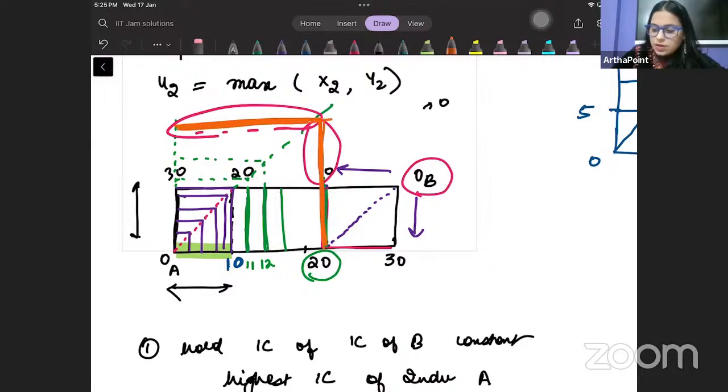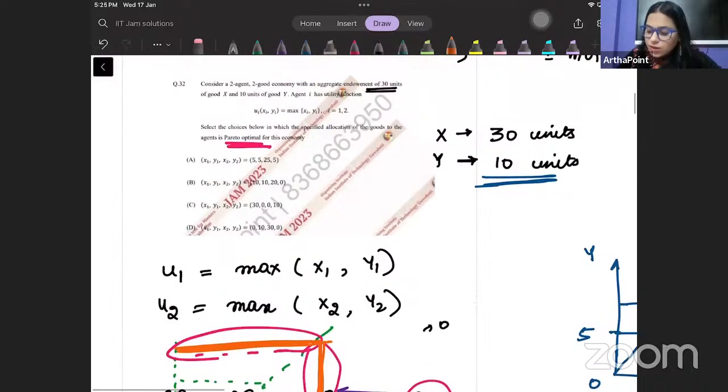This will be the highest IC that A attains, right? Out of which the only part which will be within his Edgeworth box will be this entire part. And the remaining part will not be part of his Edgeworth box. That is the first thing that you have to understand. So that is how he can find out the highest IC he achieves given the IC of individual B.